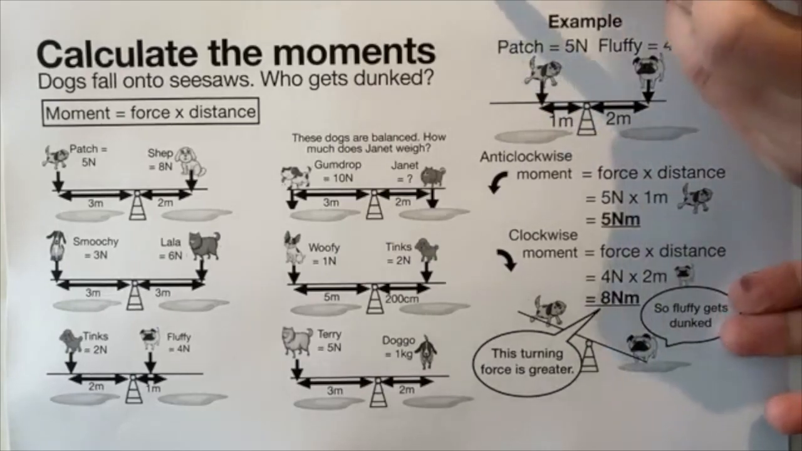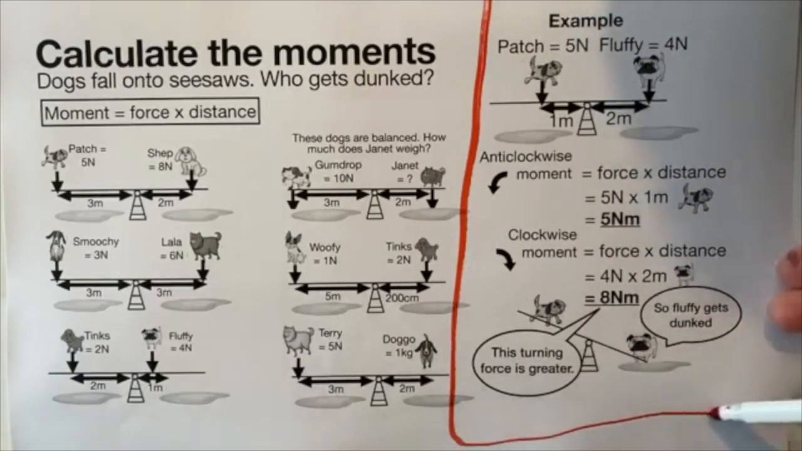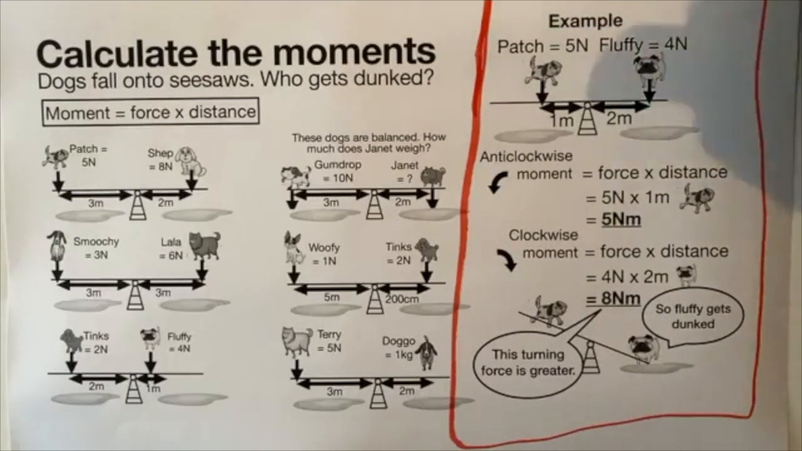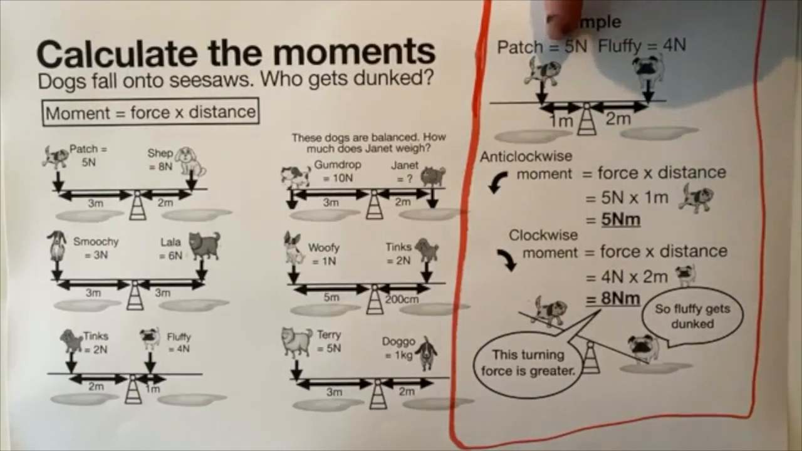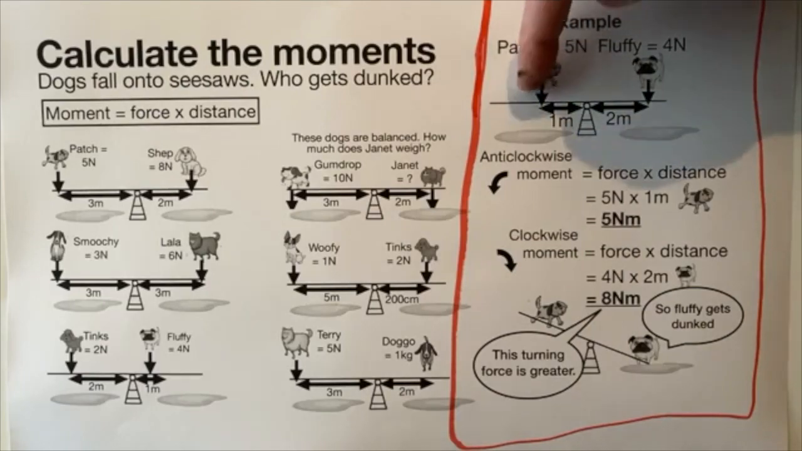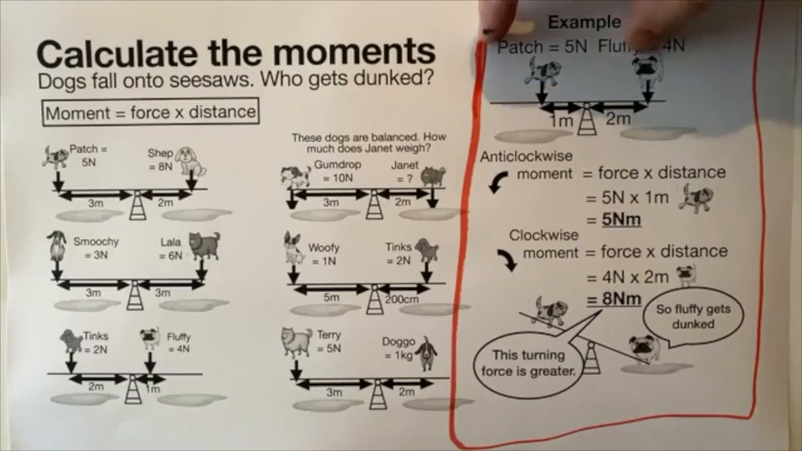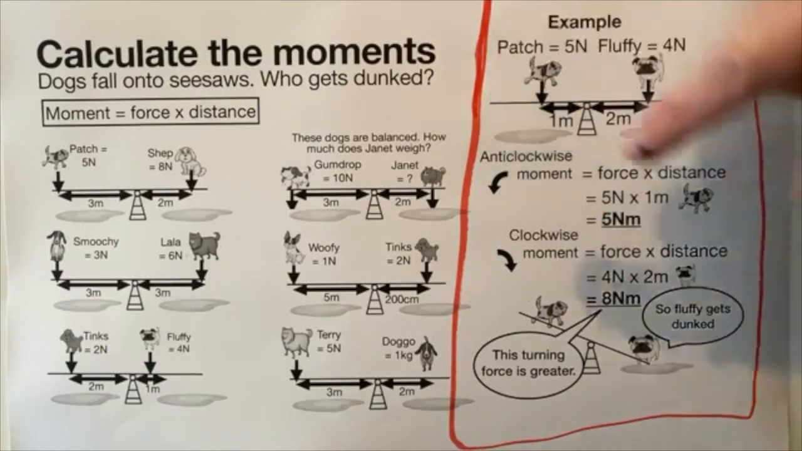So this whole thing is an example here, because it's quite complicated, isn't it? It's like 2 questions in one. So here's Patch and Fluffy. Patch weighs a little bit more than Fluffy. Patch is pushing down with a force of 5 newtons. Fluffy's pushing down with a force of 4 newtons. They're both dropped onto the seesaw at the same time.